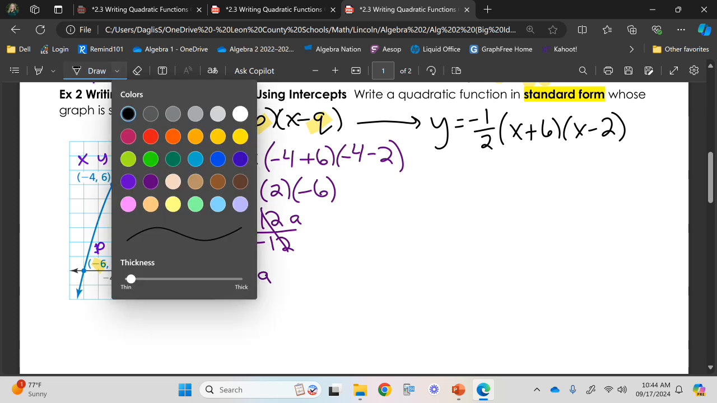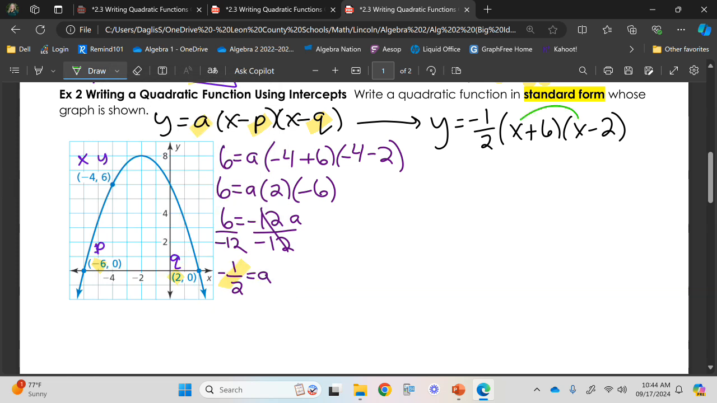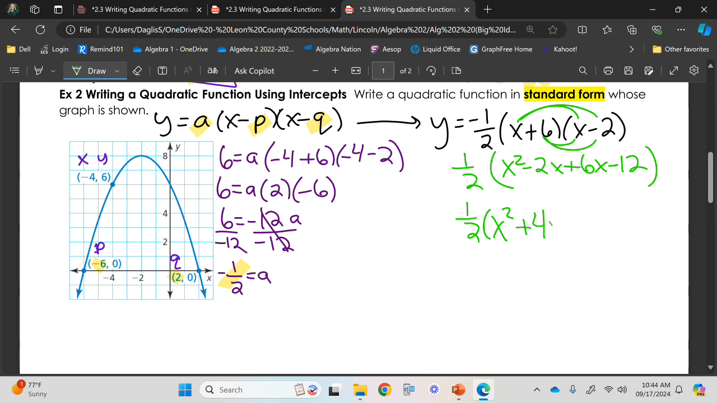So we're going to FOIL the x plus 6 and x minus 2. X times x is x squared. X times negative 2 is negative 2x. 6 and x is positive 6x. 6 and negative 2 is negative 12. Can I combine like terms? My two middles, yeah, negative 2 and 6 are going to give me a positive 4.